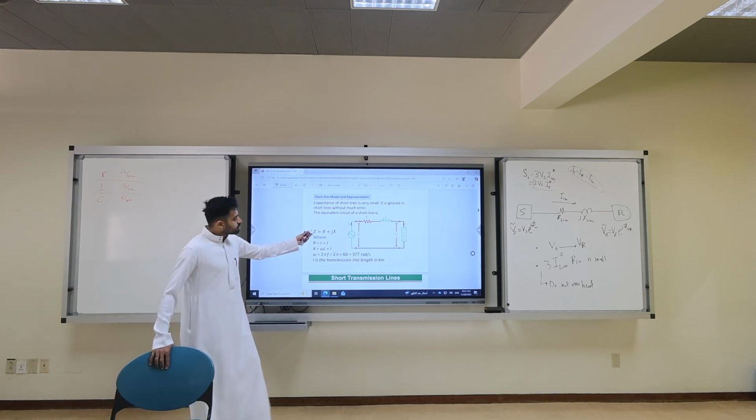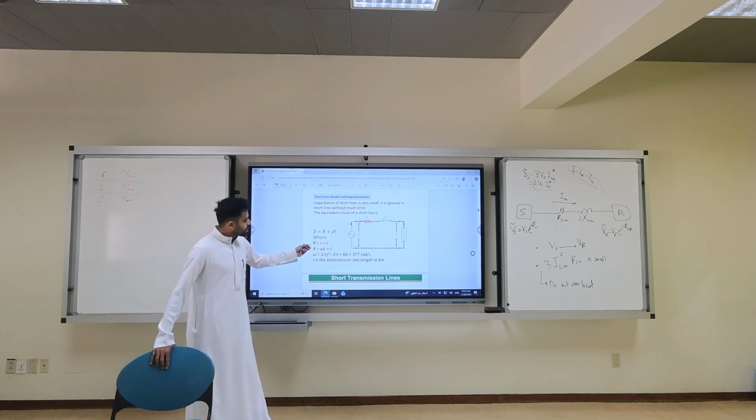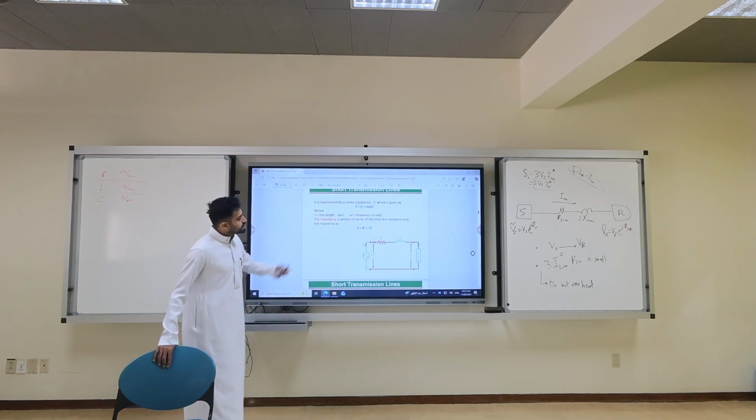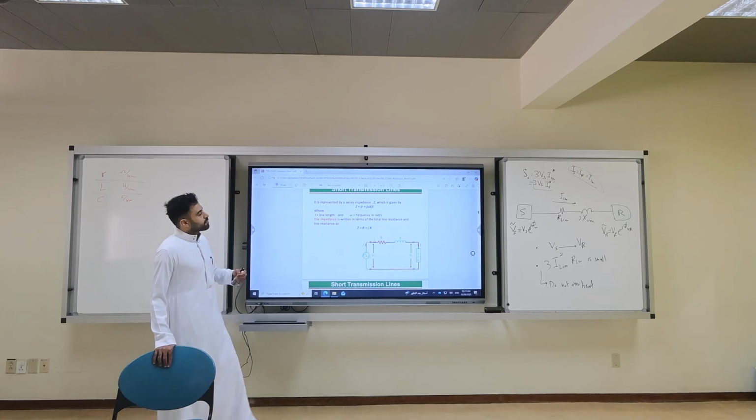So Z equals R plus jX, where R is the little r, which is the resistance per length, times the length. X is omega L times the length, where omega is 2 pi 60. L is the length of the line in kilometers, sometimes they provide it in miles. Have to be careful. This is the same slide, it repeats the same information.